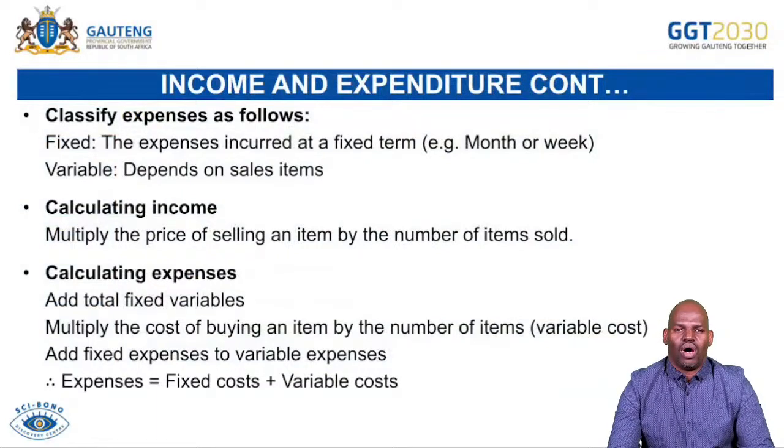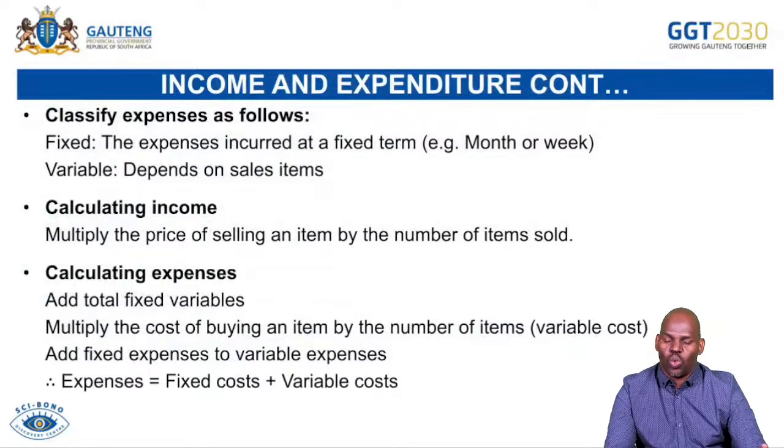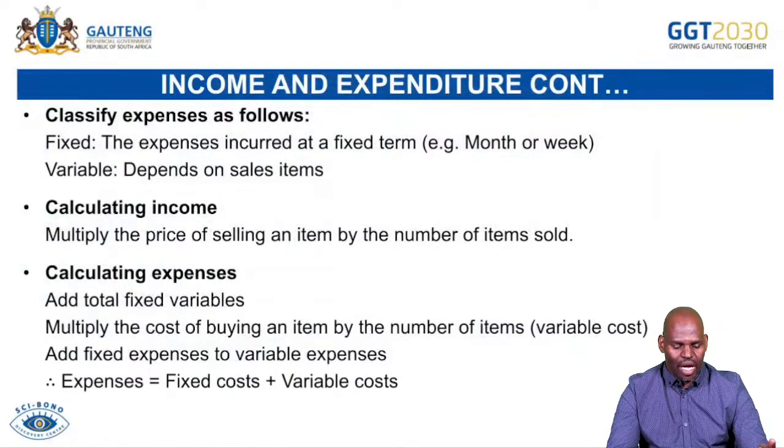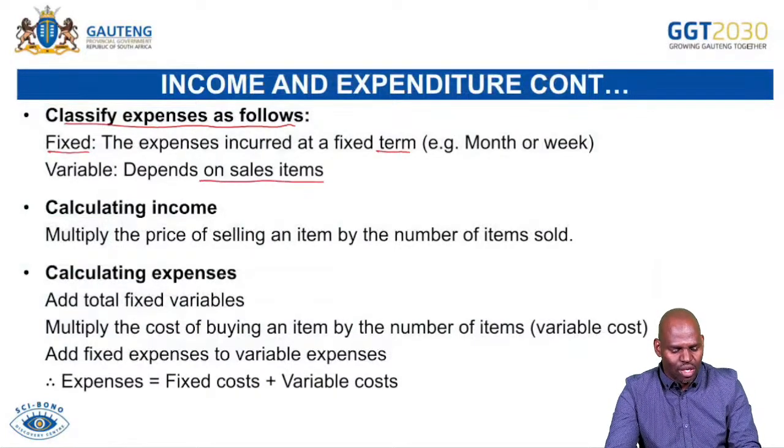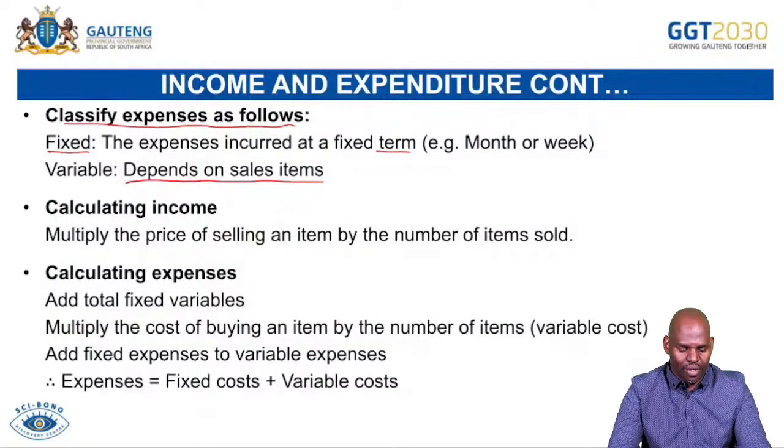Okay, now, as we indicated at the beginning, you should be able to know which ones are expenses and which ones are incomes. Now, classify expenses as follows. We've got fixed. These are the expenses incurred at a fixed term, e.g. month or week. Variable depends on sales items, so the variable will change now and then.